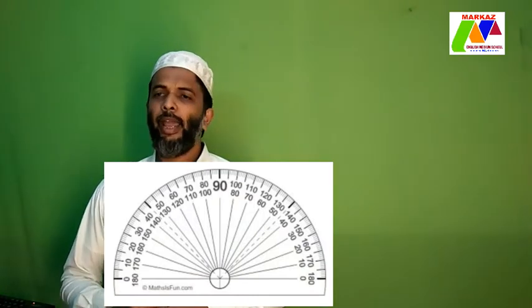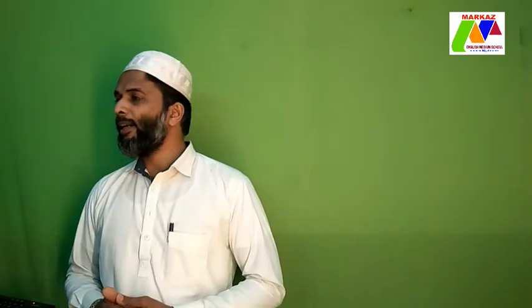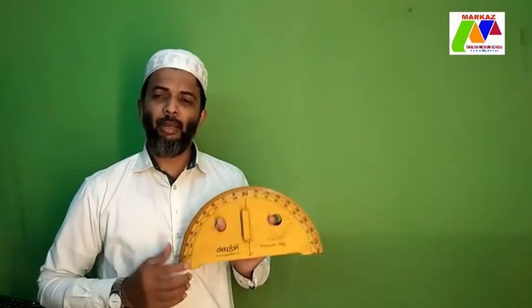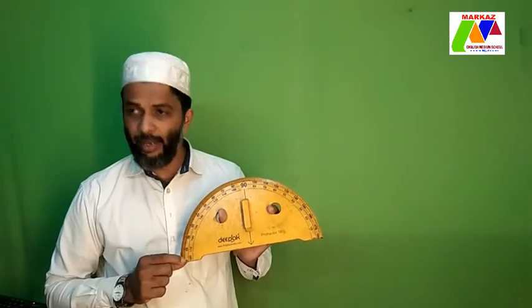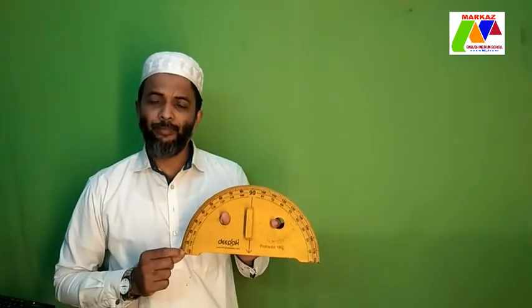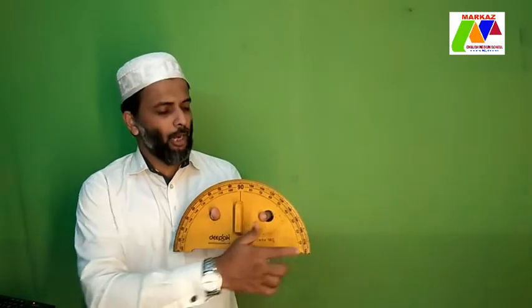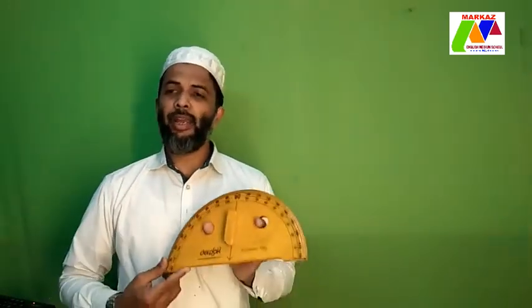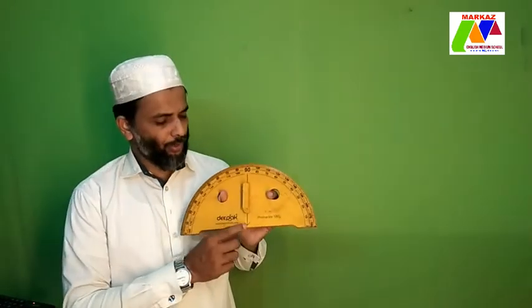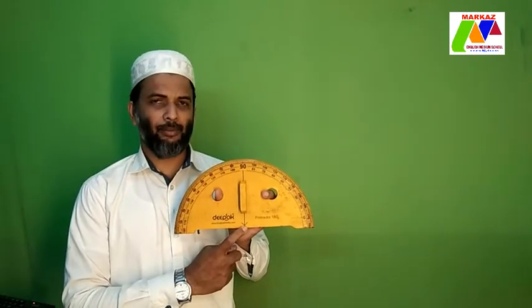Number 1. A protractor is used to measure angles. Angles are measured in degrees. Each tiny mark on the protractor shows 1 degree. It has markings from 0 to 180 degrees. We can read 0 degrees to 180 degrees from left to right and right to left. While measuring an angle, the central point, this is the central point, is placed on the vertex of the angle.